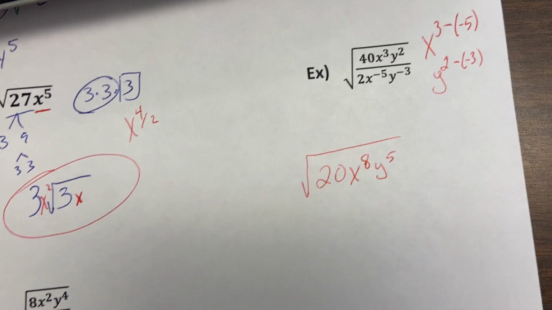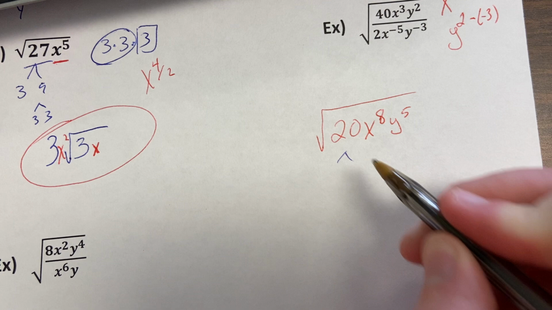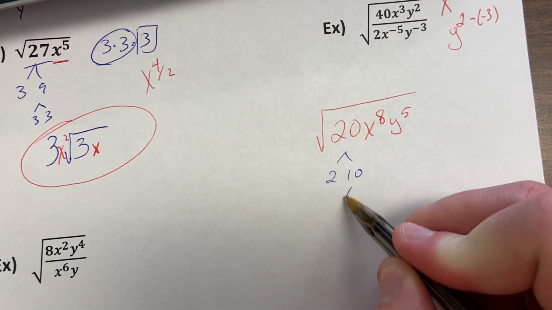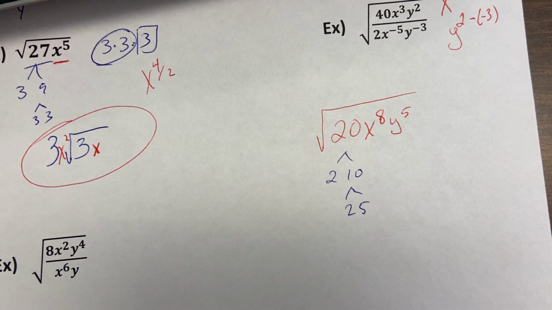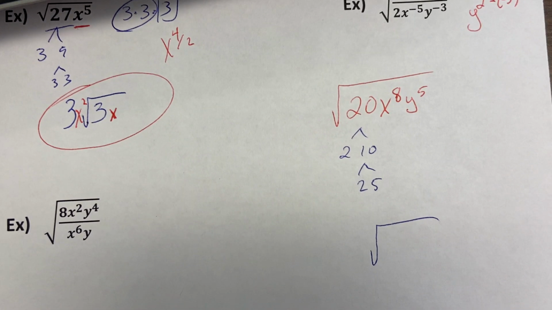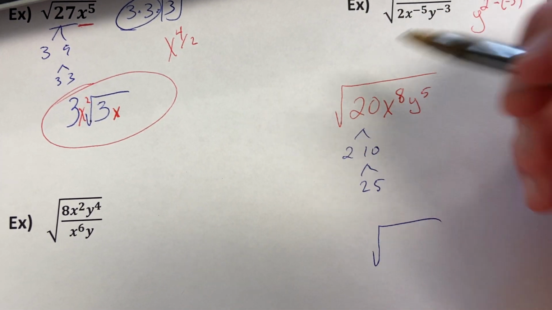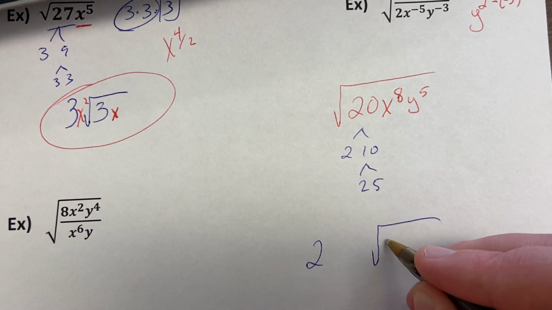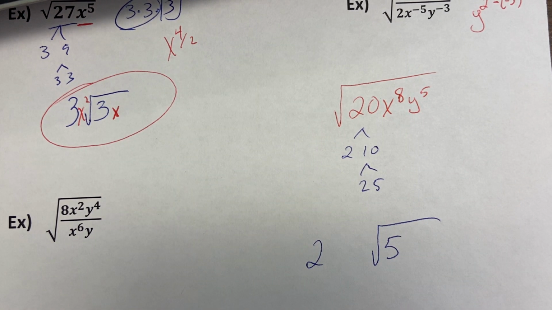So just like the other examples that we just did, let's break down 20. Well, 20 is 2 times 10, and then 2 times 5. Again, something I do to help keep myself organized: go ahead and draw the radical bar. You know you're going to use it, so write it down. I've got a pair of 2s, and I've got a 5 that's going to hang out inside of the house.